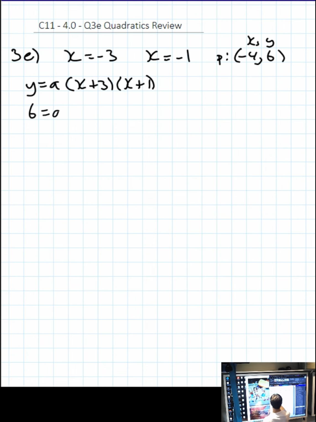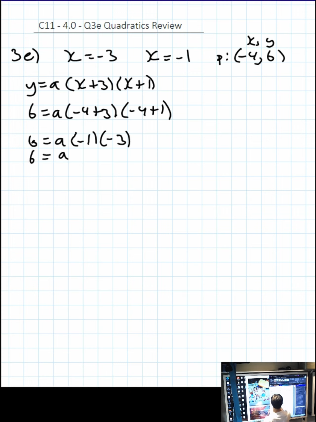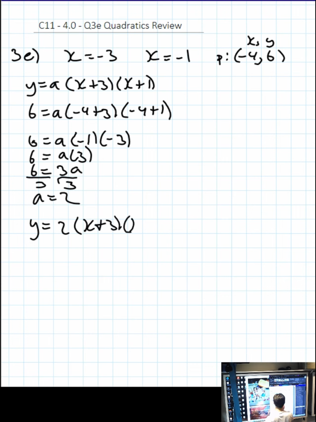6 equals a open bracket, negative 4 plus 3, close open, negative 4 plus 1. 6 equals a open bracket, negative 4 plus 3 is negative 1, and negative 4 plus 1 is negative 3. 6 equals a open, negative 1 times negative 3 is 3, and let's clean it up this time. 6 equals 3a. Let's divide both sides by 3, and a equals 2. Skip a line and let's rewrite it. Y equals 2 open, x plus 3, close open, x plus 1. Great, so let's circle that answer.